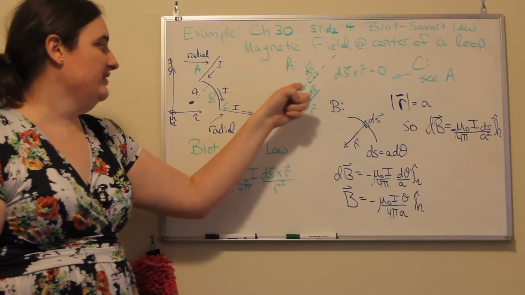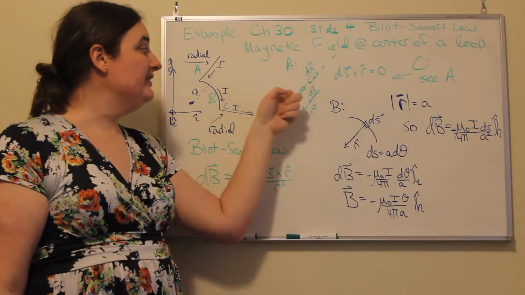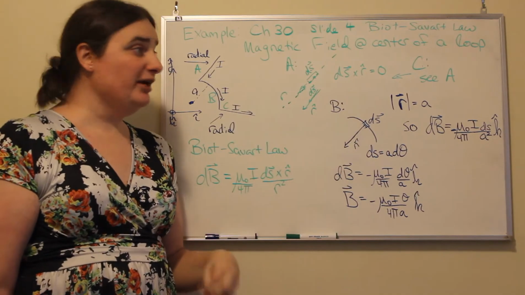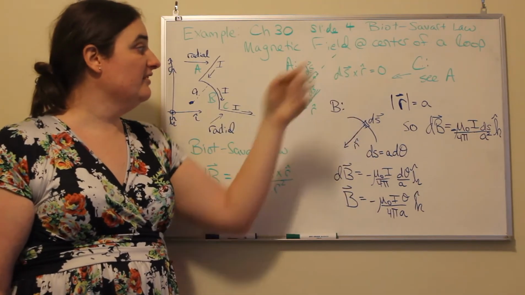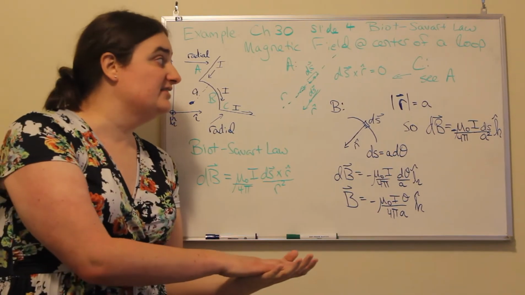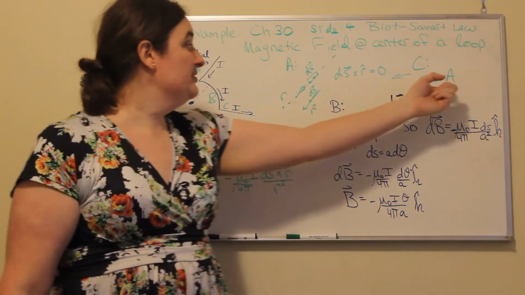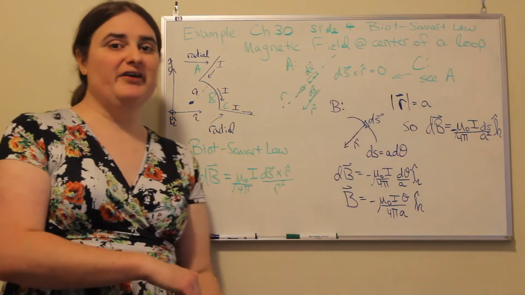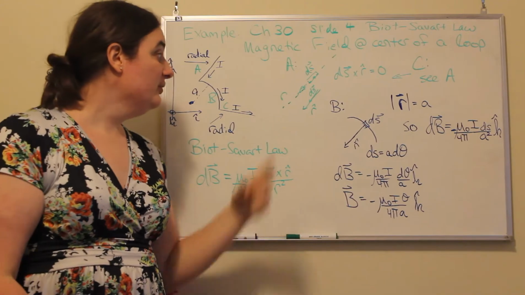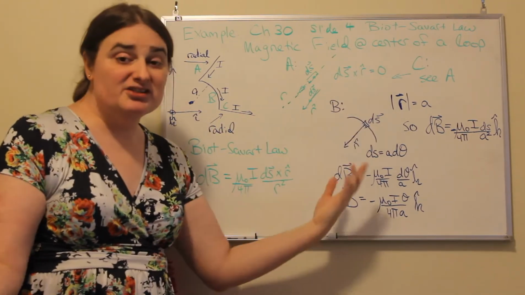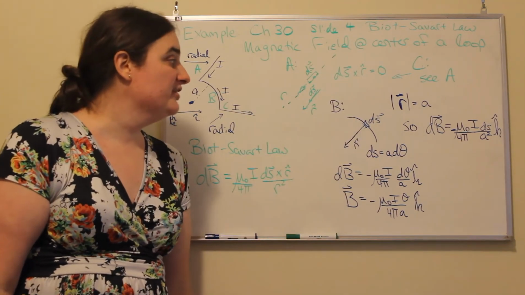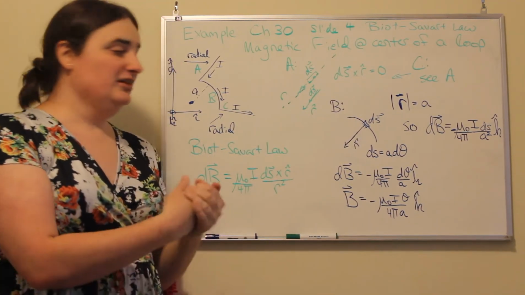So if we're on the radius here, our path element ds is in the exact same direction as our radius. So if you have a cross product of parallel vectors, the cross product of parallel vectors is always 0. Now on the final segment C, they aren't parallel, they're anti-parallel, going in opposite directions. So that means we're still going to get a 0 cross product, because the sine of 0 and the sine of 180 degrees are both 0.